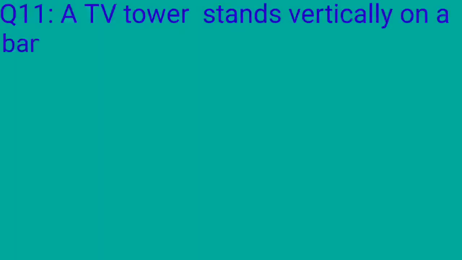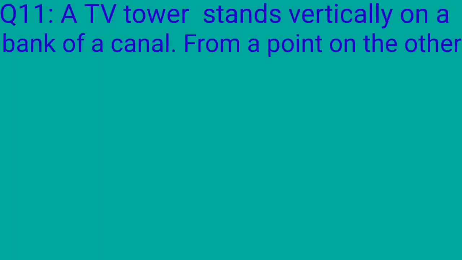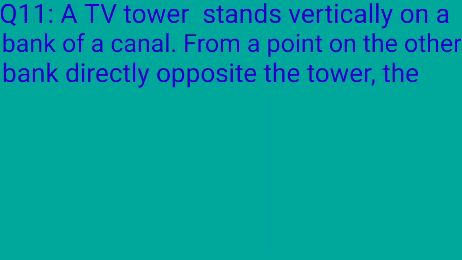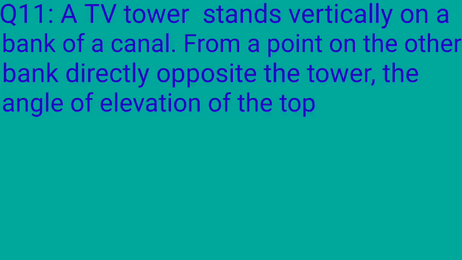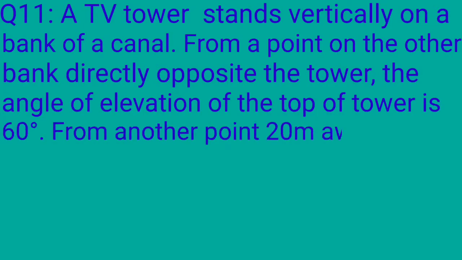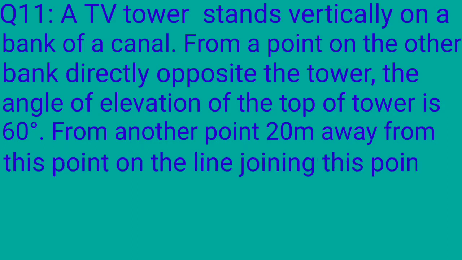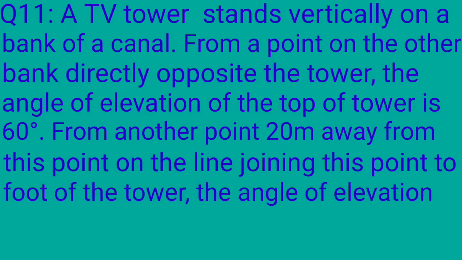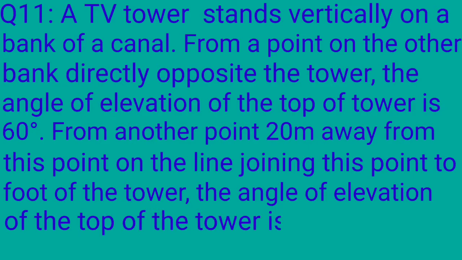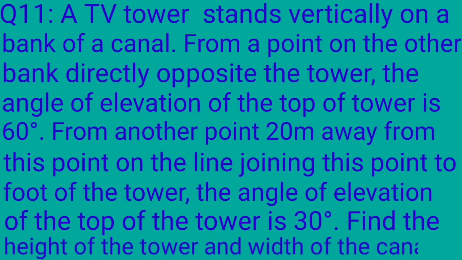Exercise 9.1, question number 11. A TB tower stands vertically on a bank of a canal. From a point on the other bank directly opposite to the tower, the angle of elevation of the top of the tower is 60 degrees. From another point 20 meter away from this point, on the line joining this point to the foot of the tower, the angle of elevation of the top of the tower is 30 degrees. Find the height of the tower and width of the canal.